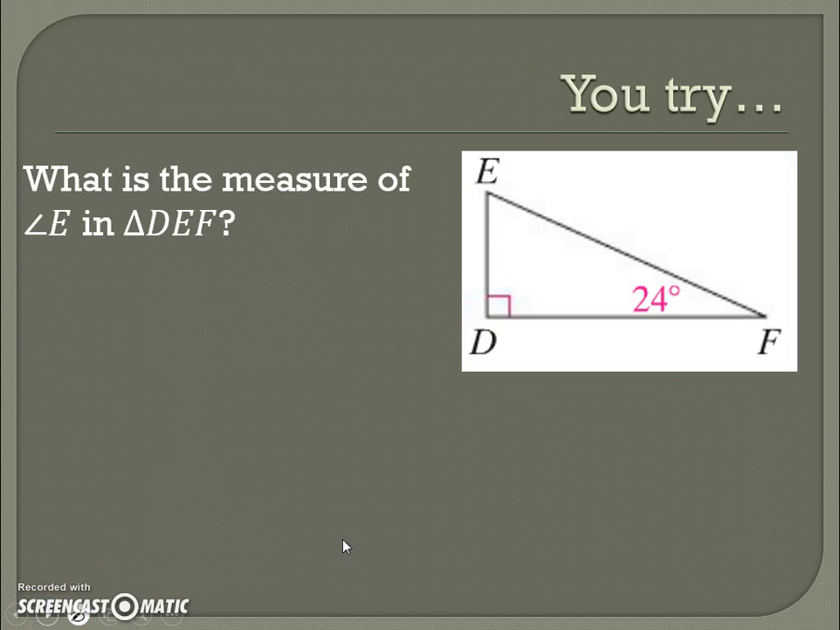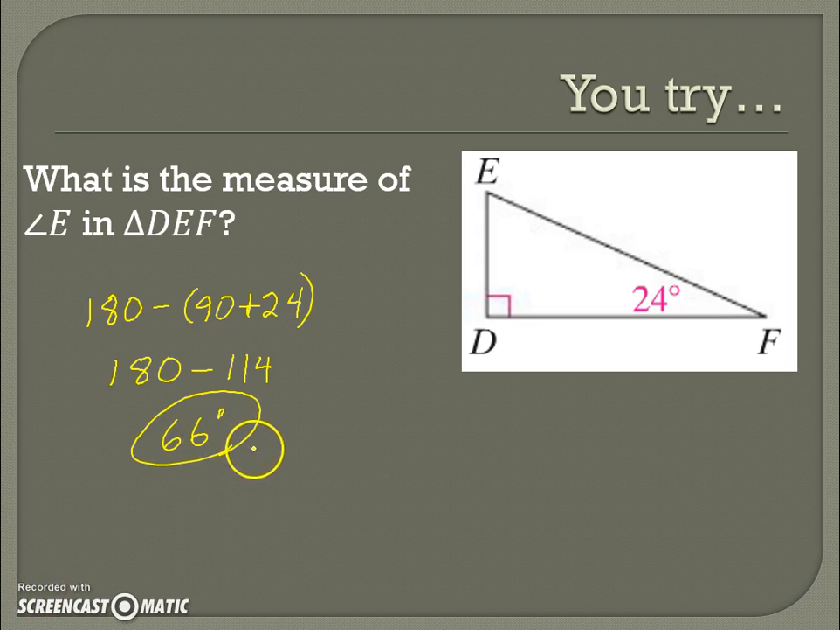All right, so here's one for you to try. The answer will be up in 3, 2, 1. All right, so I got 66 degrees. Hopefully you got the same thing. Remember that this little square here means 90 degrees. That should not be something that's new to you, so just keep that in mind.